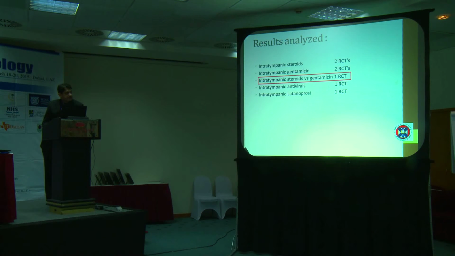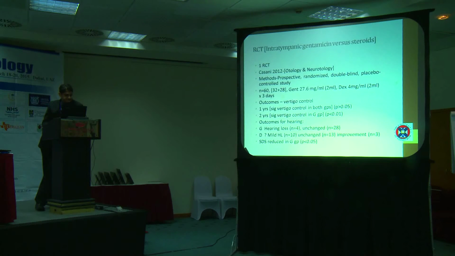Touching on the study briefly that compared steroids with gentamicin, this is just one study done by Kesani in 2012. Again, this was a prospective randomized double-blind study that looked at 60 patients. 32 were given gentamicin, 28 were given dexamethasone for 3 days, and outcomes were assessed at 1 year and 2 years. At 1 year, there was significant vertigo control in both groups. However, at 2 years, there was significant vertigo control only in the gentamicin group.